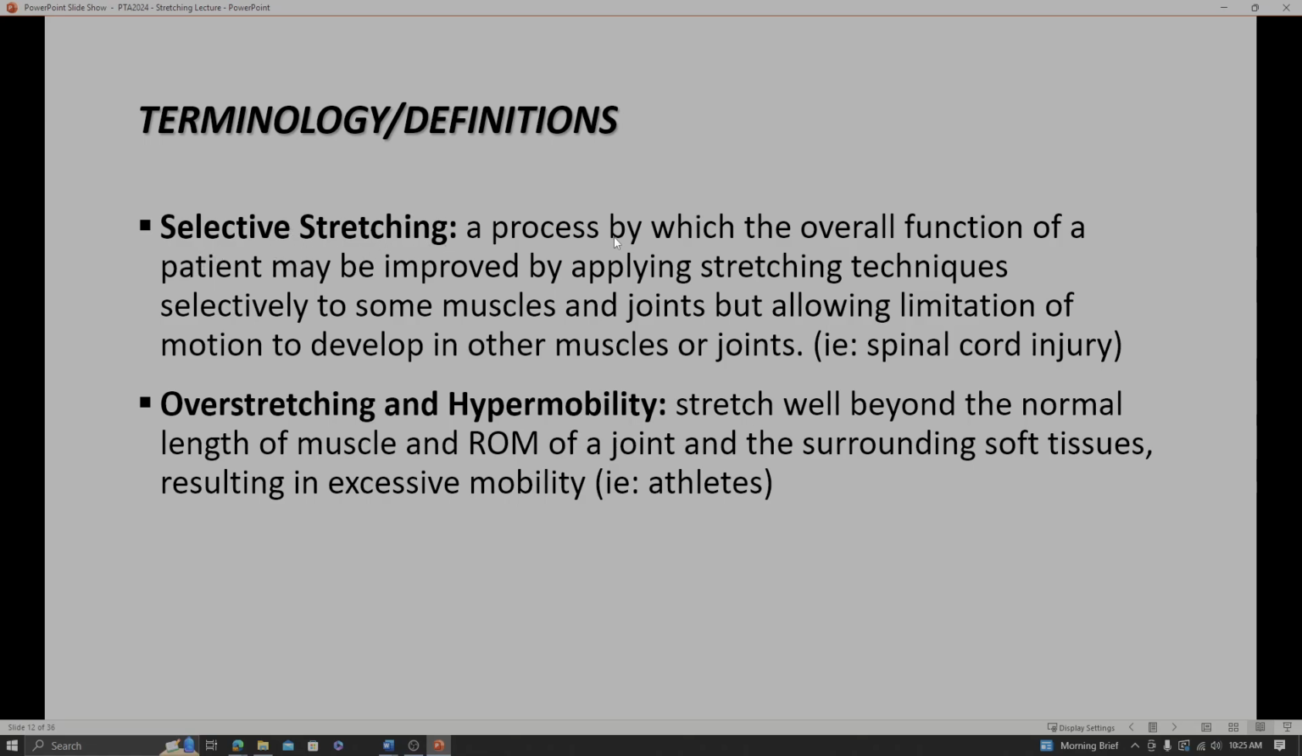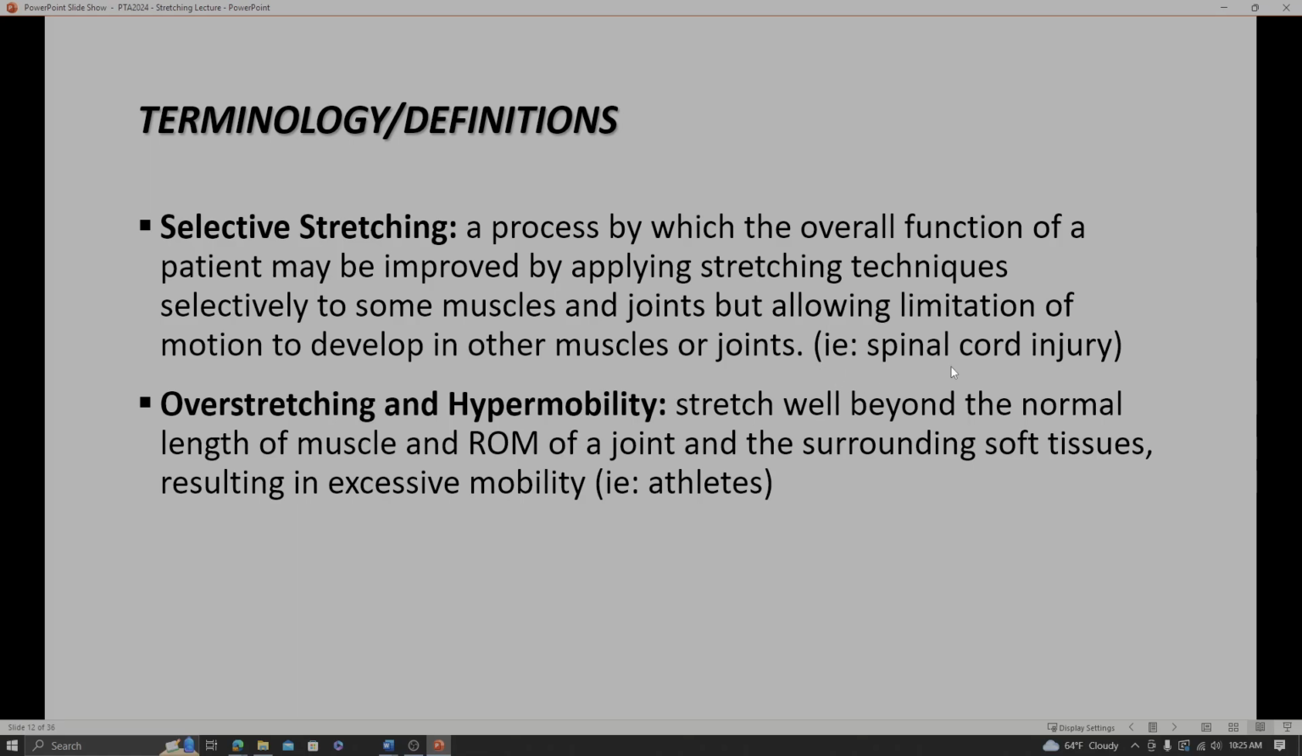Other terminology would be selective stretching, right? So we are trying to impact the overall function of the patient by applying stretching techniques selectively to some muscles and joints, but allowing sort of limitations to develop in others, right? So it could be advantageous. We don't just need to stretch for stretching's sake.